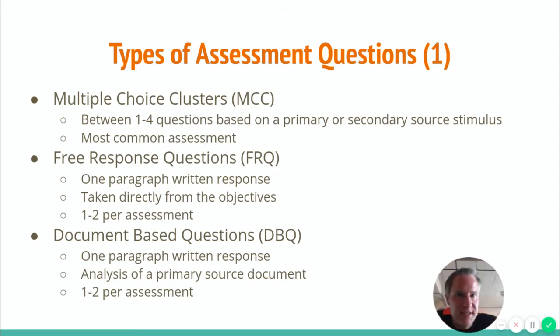So how are we assessing you? We have a bunch of different questions that we will use. So when we say we're going to take an assessment over period 1, that means it will be a combination of all of these types of questions. So the first we call multiple choice clusters. They're called clusters because there's between 1 and 4 questions that are all tied together to the same primary or secondary source stimulus. So, for example, we may give you a document.